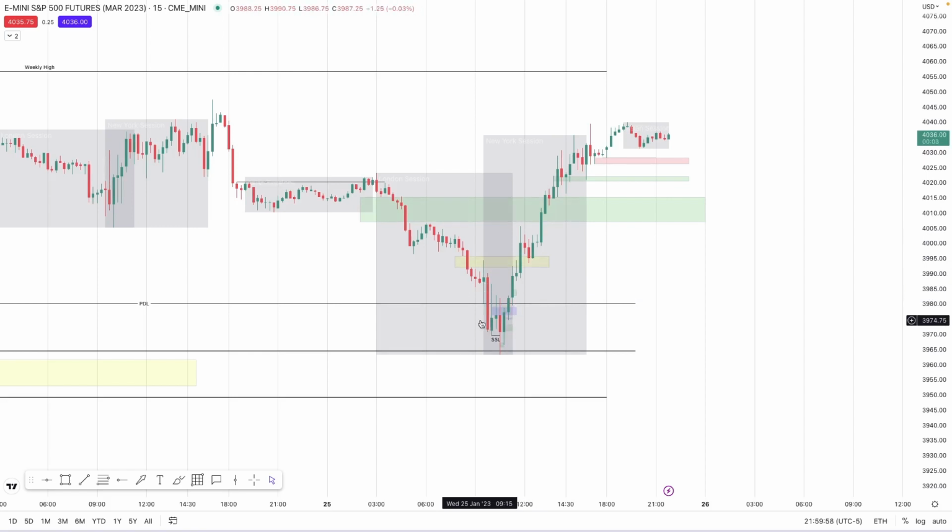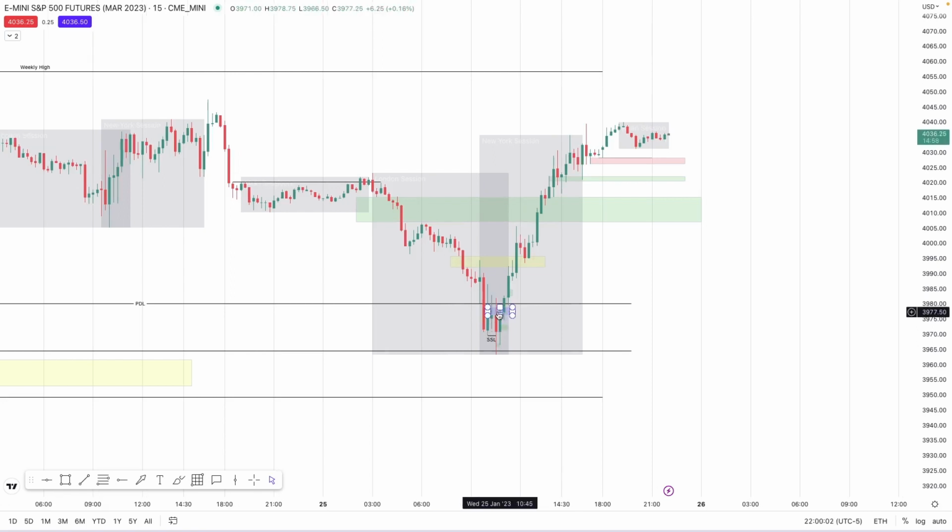However, it gets below, we have all this distribution going on right here. And with this distribution and manipulation, we get down to the consequent encroachment of the daily fair value gap, which is what set the low of the day for today. And now we're going to take a look at this area right here, and we're going to go over our optimal entry long that some of us got in, and we'll talk about that on a smaller time frame.